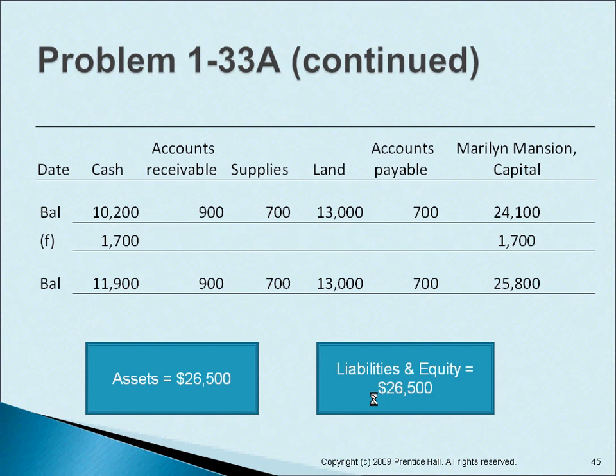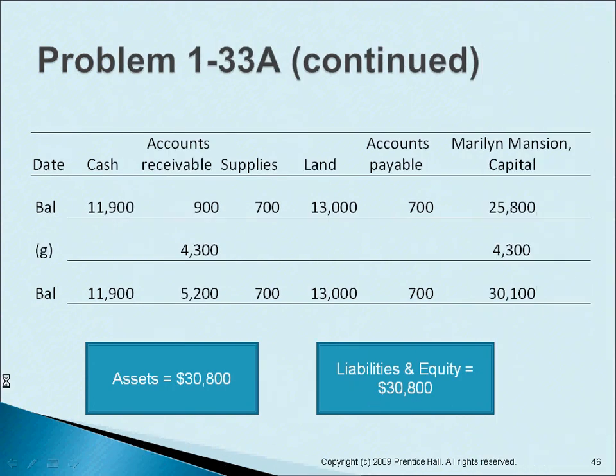Letter G, consulted for a new band and billed the client for services rendered, $4,300. Okay, we're providing services, so we're going to have revenue of $4,300. And in the fact pattern it says we billed the client. If we billed the client, we didn't receive the cash yet, we're extending them credit, therefore accounts receivable will increase by the $4,300. Receivables goes up. On the other side of the equation, $4,300 in Manson's capital increases.